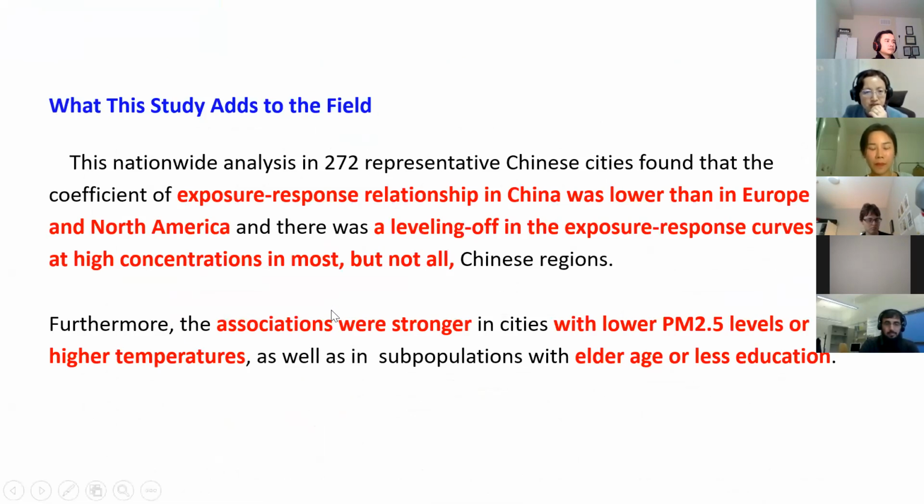The major contribution of this study is that we found the coefficient of the exposure response relationship in China. The absolute level of the coefficient in China looks lower than in Europe and North America, but there was a leveling off in the exposure response curve at very high concentrations in most, but not all, Chinese regions. I don't think that being lower than Europe or North America means the risk is less, but there are a lot of discussions on this point.